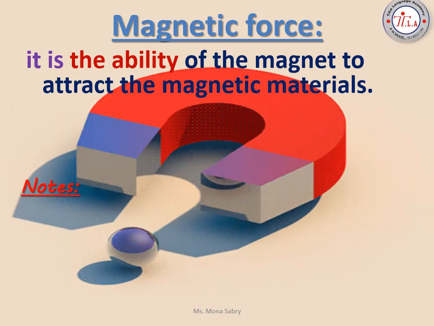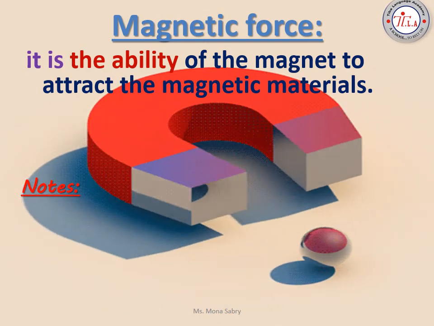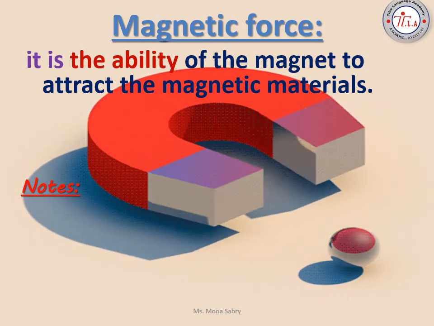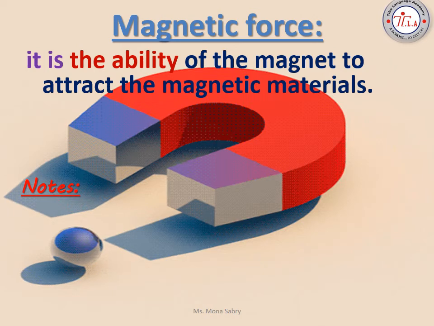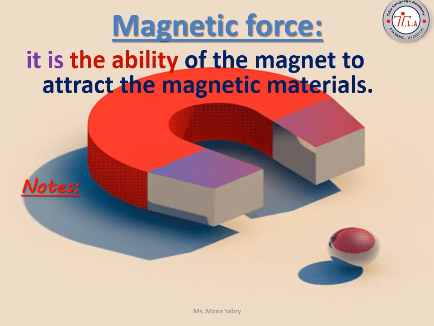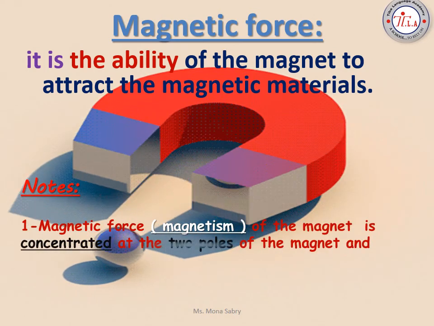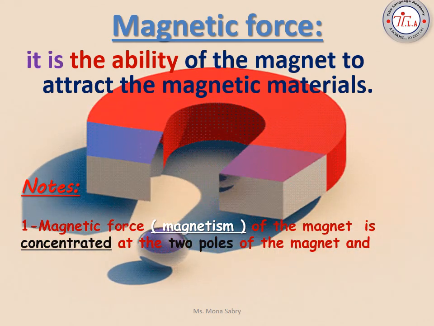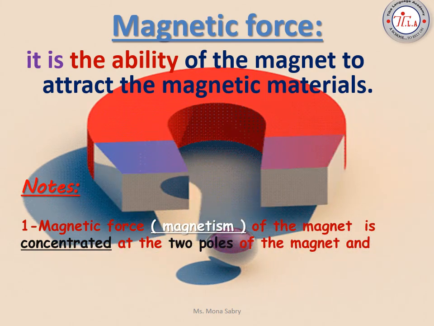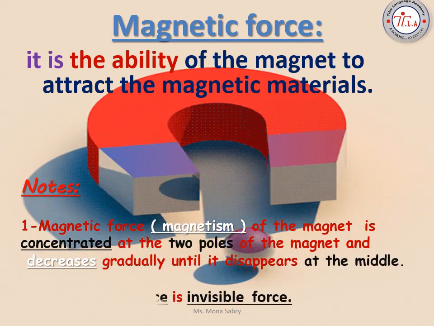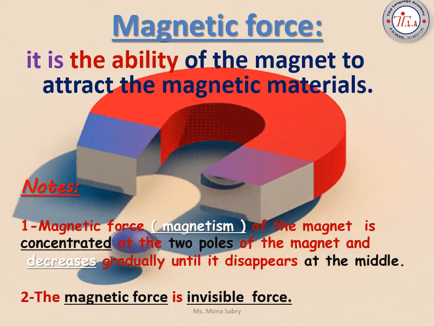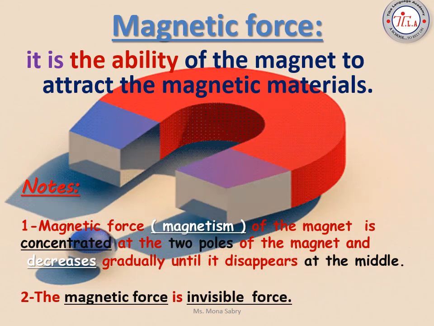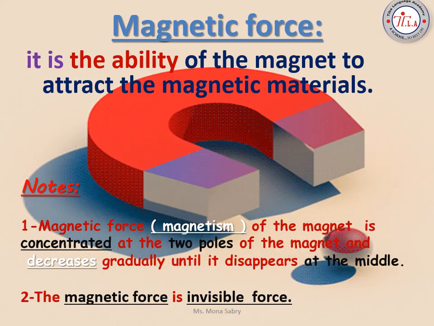Magnetic force: the ability of the magnet to attract the magnetic materials. The magnetic force of the magnet is concentrated or most powerful at the two poles of the magnet and decreases gradually until it disappears at the middle. The magnetic force is an invisible force.